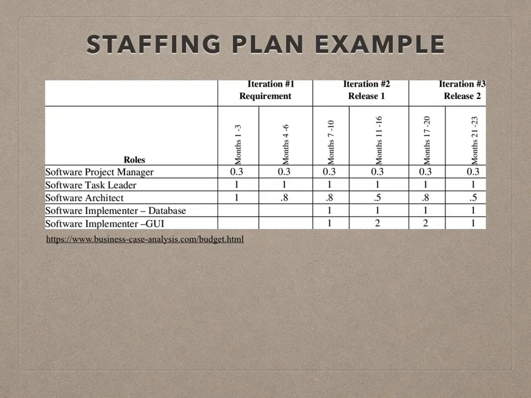This is an example of a staffing plan that I found. The rows to the left: the first column, first box, we have software project manager. Then we have the software task leader, software architect, software implementer database, and software implementer GUI. We have the requirement 1, release 1, and release 2, months 1 through 3, 4 through 6, 7 through 10, 11 through 16, 17 through 20, and 21 through 23 months, and so on.